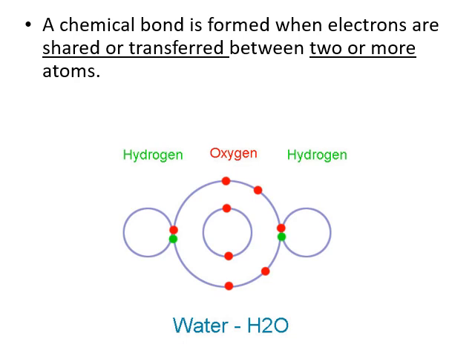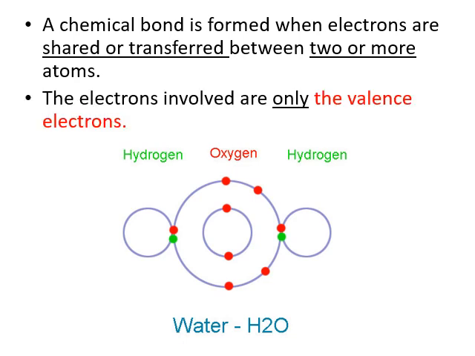Chemical bonds are formed when electrons are shared or transferred between two or more atoms. A chemical bond doesn't happen with just one atom. And the only electrons that are involved are the valence electrons, not every electron the atom has.